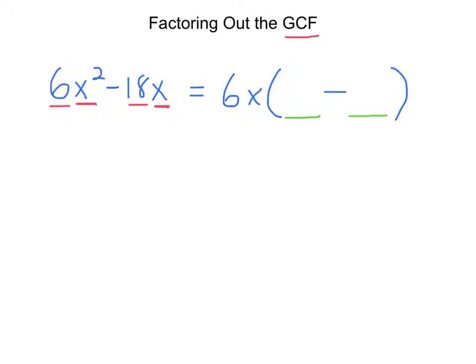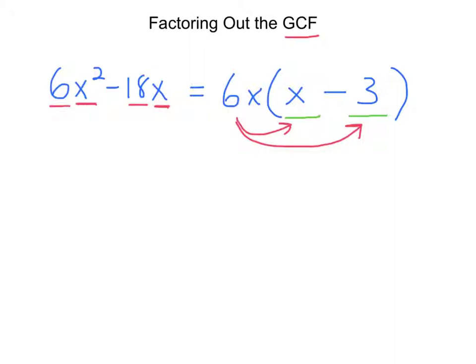And what we really want to do is kind of like multiply in reverse. Usually we distribute to remove parentheses, but in this case we want to fill in the blanks so that when we would distribute, we would get 6x squared minus 18x as our answer. So the question is, 6x times what would equal 6x squared? And I think you can see the answer to that would be x. And then, similarly, 6x times what would give us 18x? And the answer would be 3.